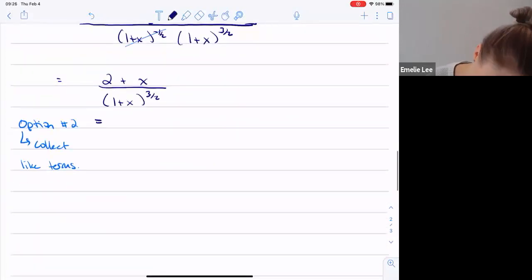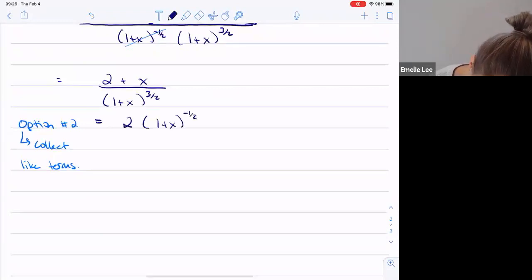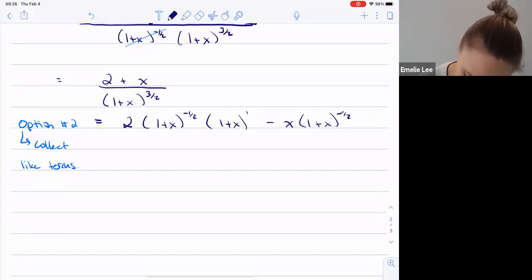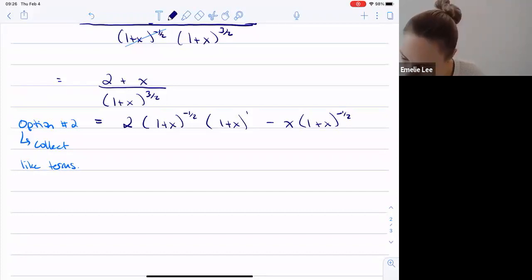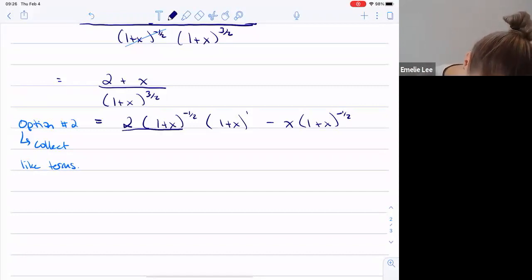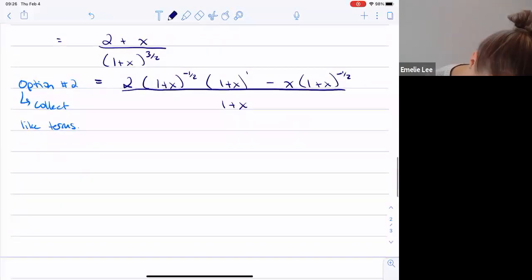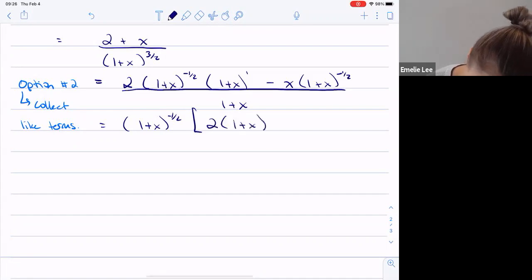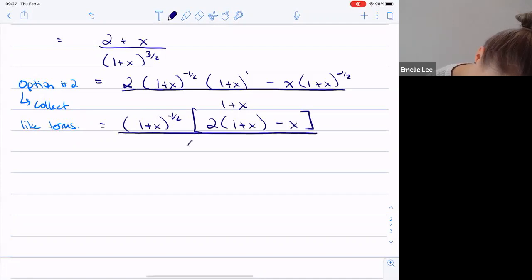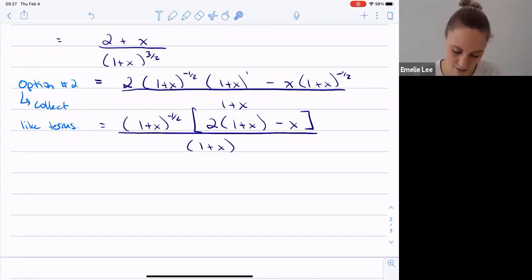So we have 2 times 1 plus x to the negative 1/2 times 1 plus x to the power of 1 minus x times 1 plus x to the negative 1/2. Let me just make sure that I copied that right. All over 1 plus x, right? So here, notice that I'm keeping the denominator as it was. And my next step, I'm gonna pull out this common factor. Same idea, 1 plus x to the negative 1/2, all times 2 times 1 plus x minus x. Numerator behaves the same, over 1 plus x. Going to put brackets around just so I can easily see that these two things are the same.